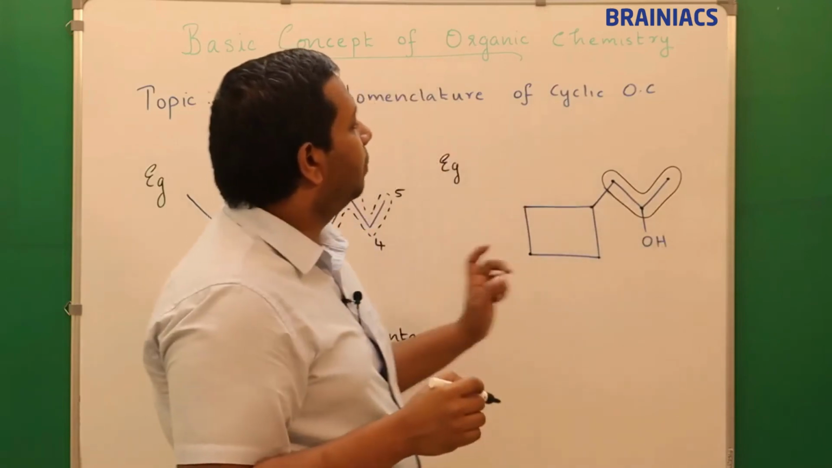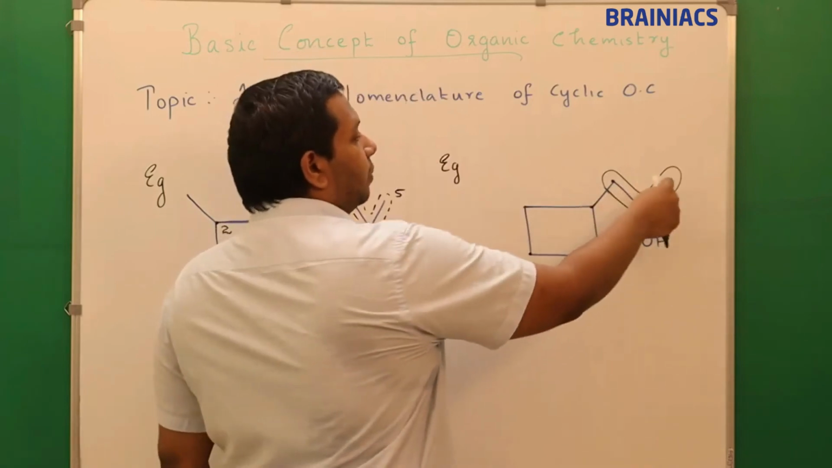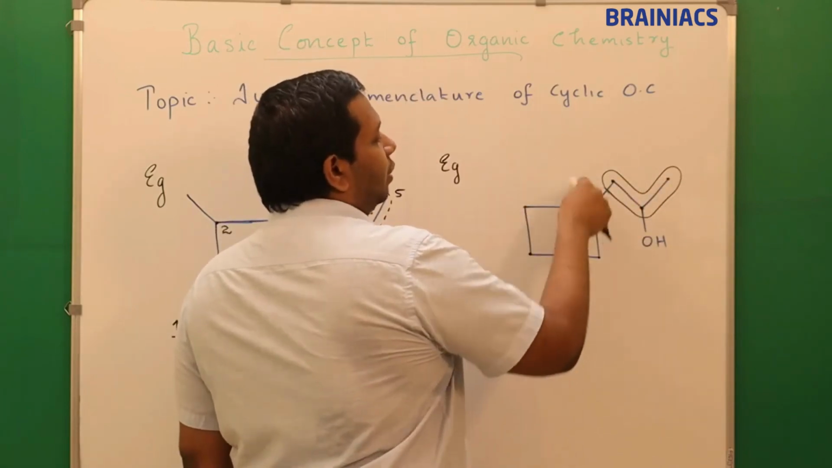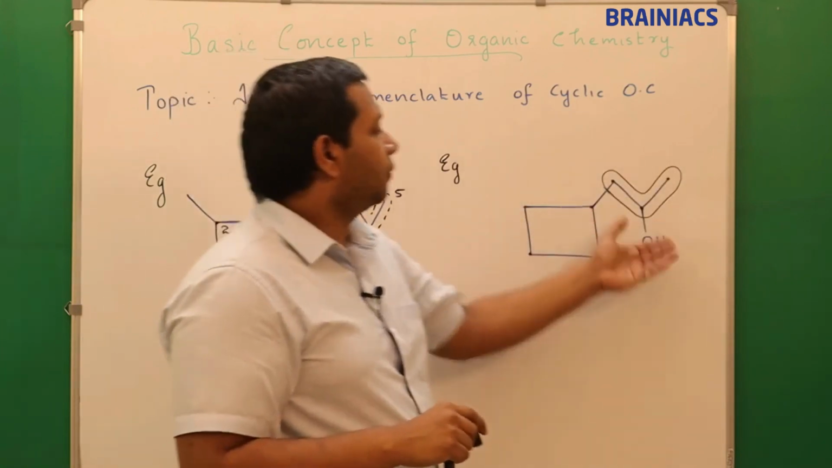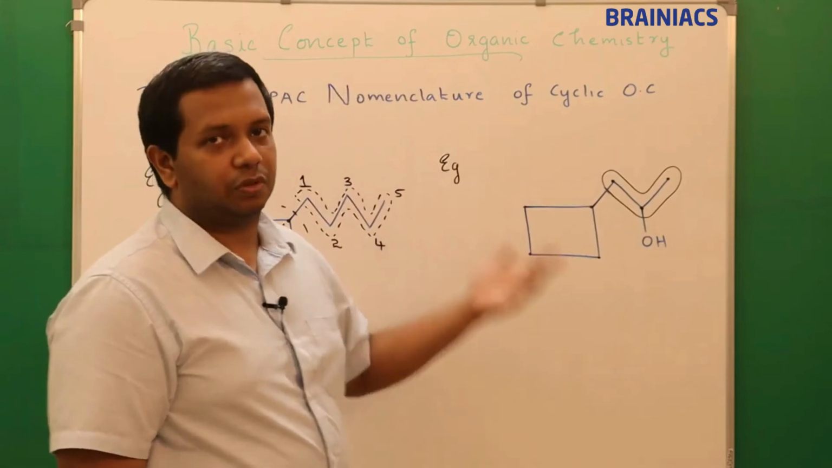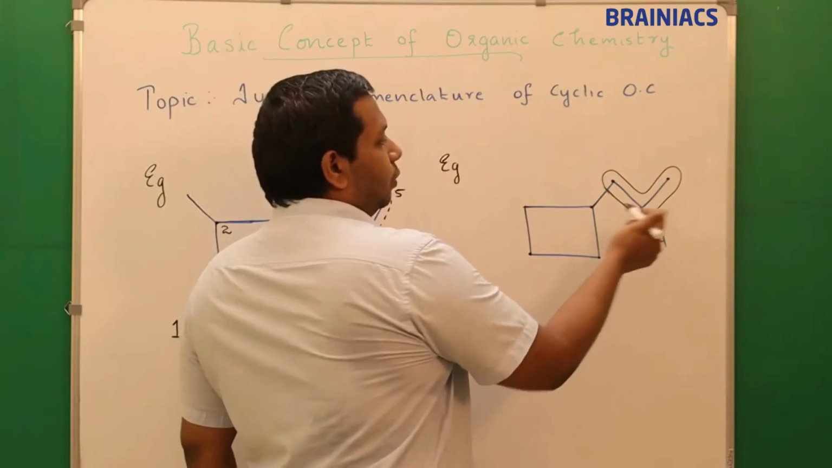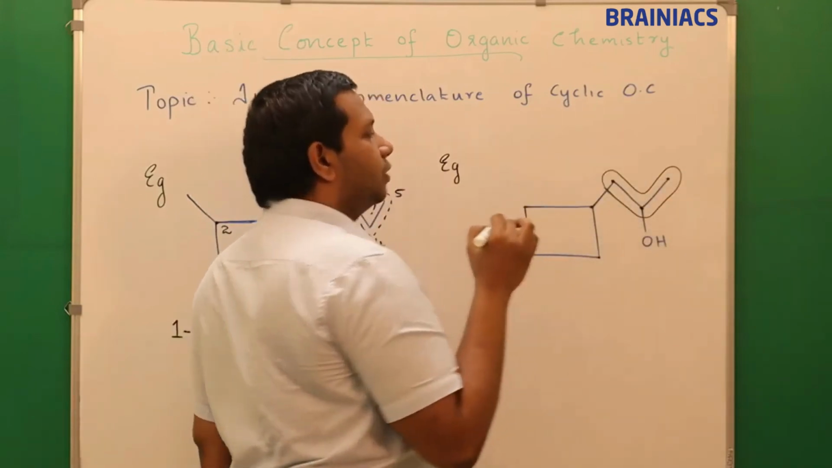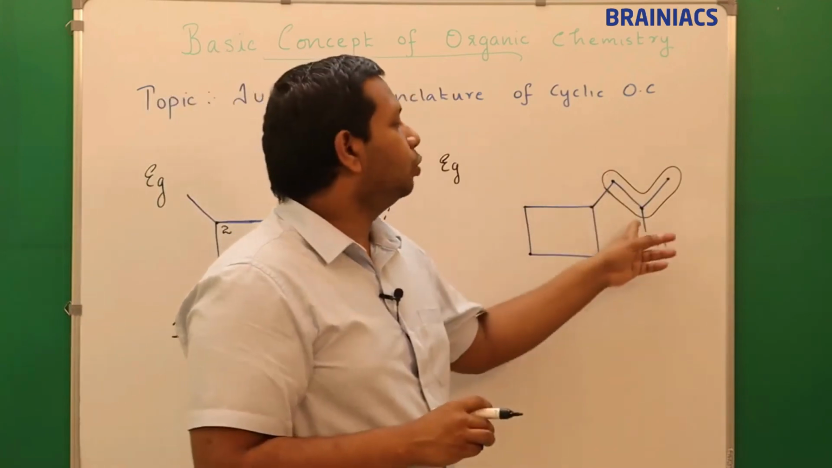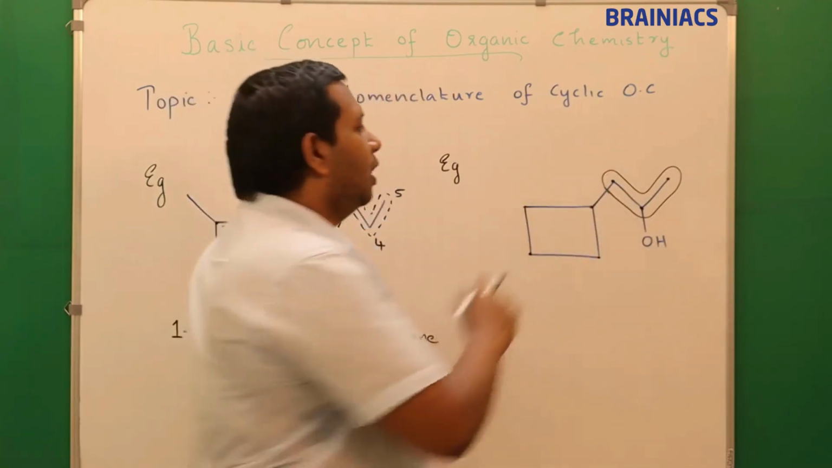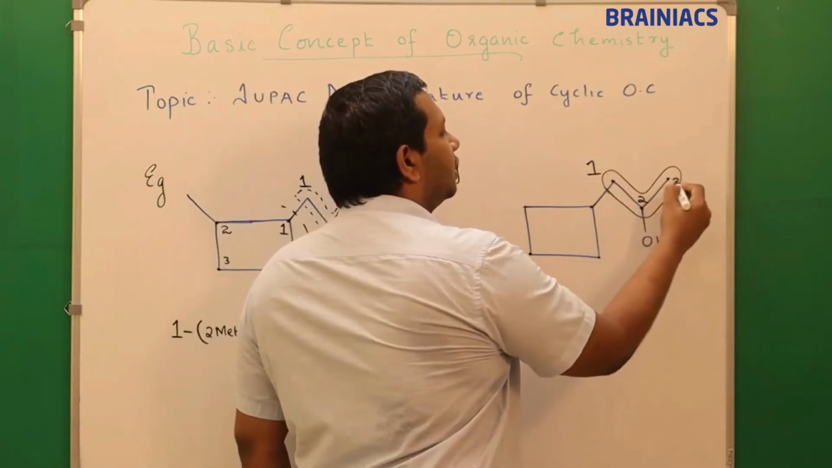Now I need to number it in such a way that the functional group should get the lowest number. So if I number it from here 1, 2, 3, so 2 is coming. If I number it from here 1, 2, 3, then also 2 is coming. Now after the functional group there is no multiple bond, now the substituent is there. Now we need to take care, the substituent should get the lowest number after the functional group. So if I go from here, 3 is the number coming for the substituent. But if I go from here, 1 is the number coming for the substituent. In both ways the functional group has no impact. So I will choose 1, then 2, then 3.